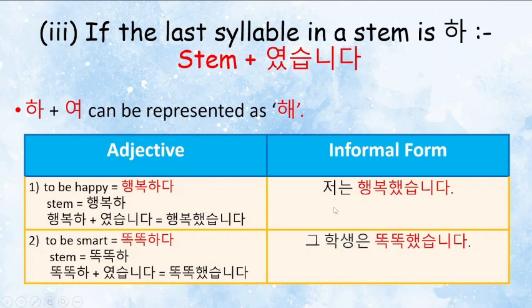행복했습니다. Suppose I have to say I was happy. It will be 저는 행복했습니다. Okay? Next is the adjective 똑똑하다, which means to be smart. Here the stem is 똑똑하. The last syllable is ha. Ending will be 였습니다. Merging will happen: 똑똑했습니다. Okay? Suppose you have to say that the student was smart. 그 학생은 똑똑했습니다. Okay, very easy.